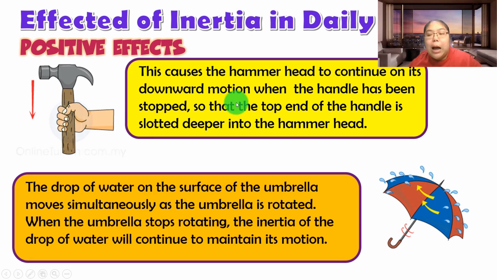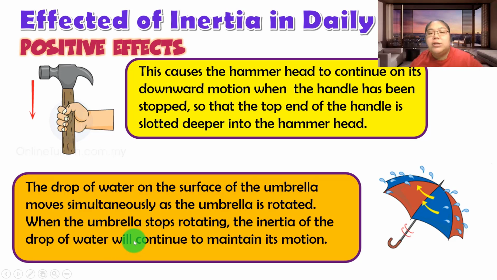Okay, rotating the umbrella. Let's see here. The drops of water on the surface of the umbrella will move together as the umbrella is rotated. When you start to rotate, the droplets move together, right? But when you stop rotating the umbrella, what happened? You can see the droplets also fly off. They cannot stop immediately, right? So from here, they say there is inertia of the drops of water. They will continue to maintain their motion.